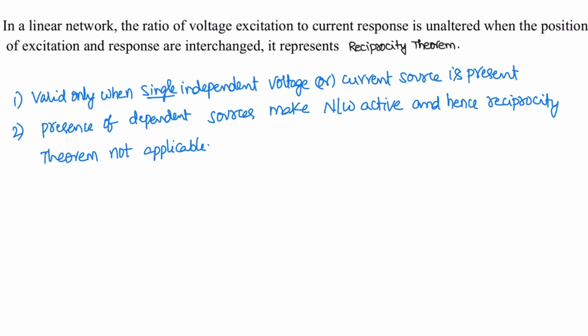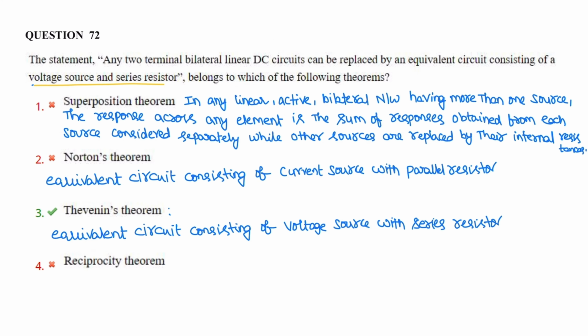Next is the reciprocity theorem. In a linear network, the ratio of voltage excitation to current excitation is unchanged when the position of source and load is interchanged. This represents the reciprocity theorem. This theorem is valid when a single independent voltage source or current source is present in the network, and the presence of dependent sources makes a network active. Hence this reciprocity theorem is not applicable.